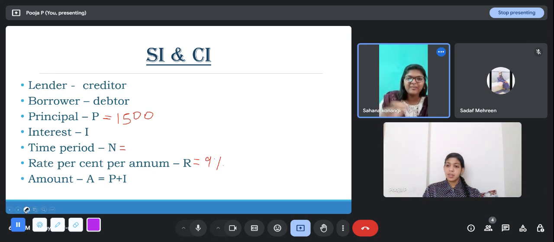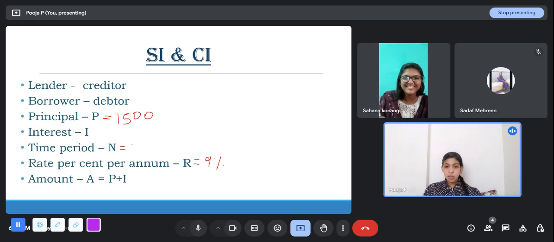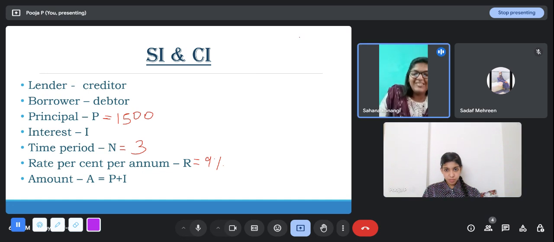I'll tell you. Same values, time period change it to 3. Okay, fine. I think it's pretty much easier now. 135 into 3, should I do now?